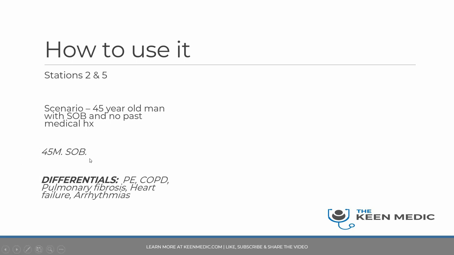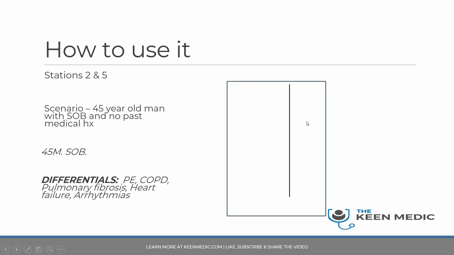So 45-year-old male with shortness of breath, and these would be some of your differentials. Feel free to read through all of them. And this is the sheet of paper. So about 2/3 of the way into the sheet of paper, around here, I would suggest that you draw a straight line down. And the first thing that you should write down is their name and their age, along with their presenting complaint, which is shortness of breath, okay, SOB.